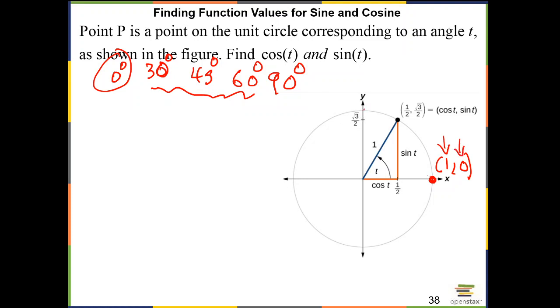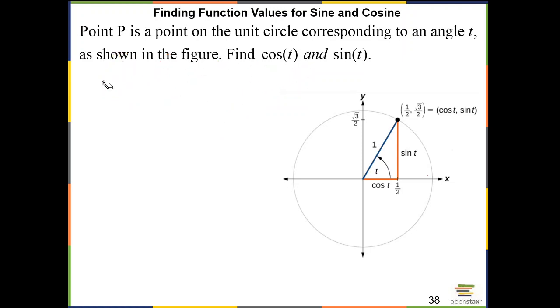Now, what's the sine and cosine of 90 degrees? Well, that's (0, 1). So cosine is 0, and sine of 90 degrees is 1. Right? So those are easy. But the other angles, well, how do we know what the other angles are, right? So we have to calculate them.